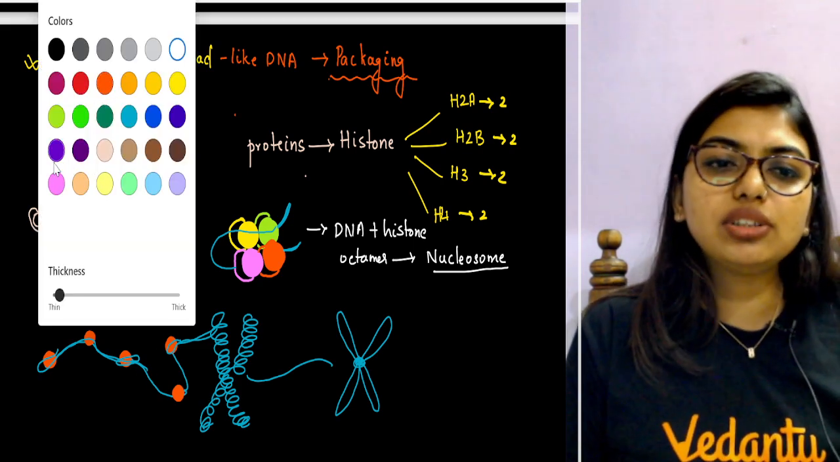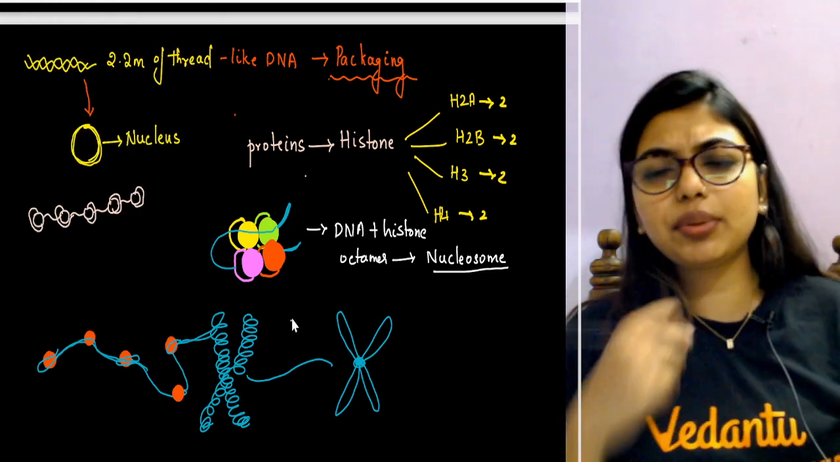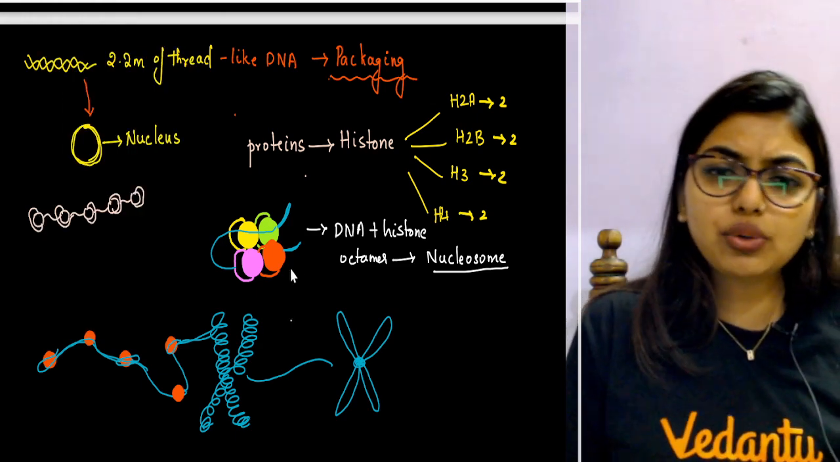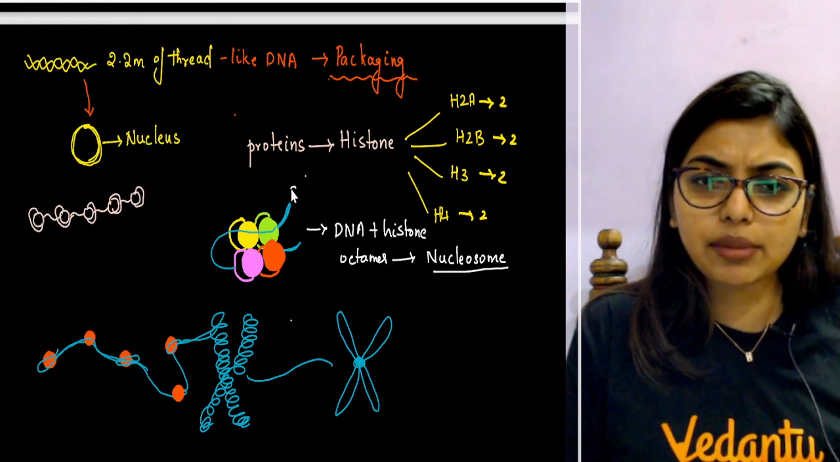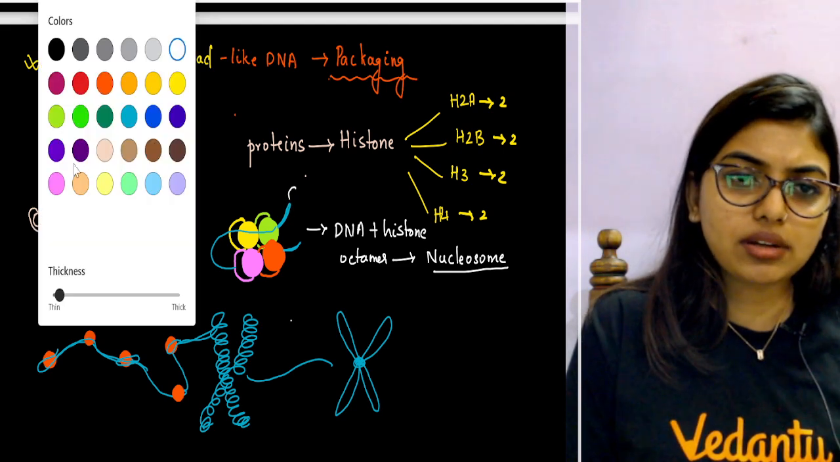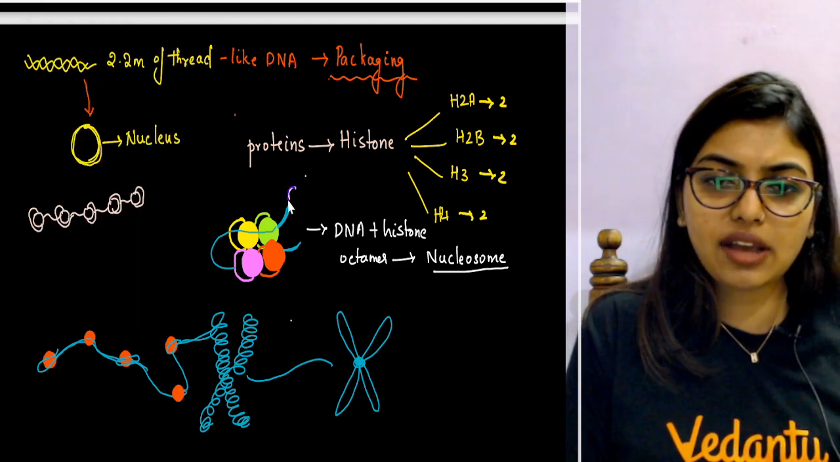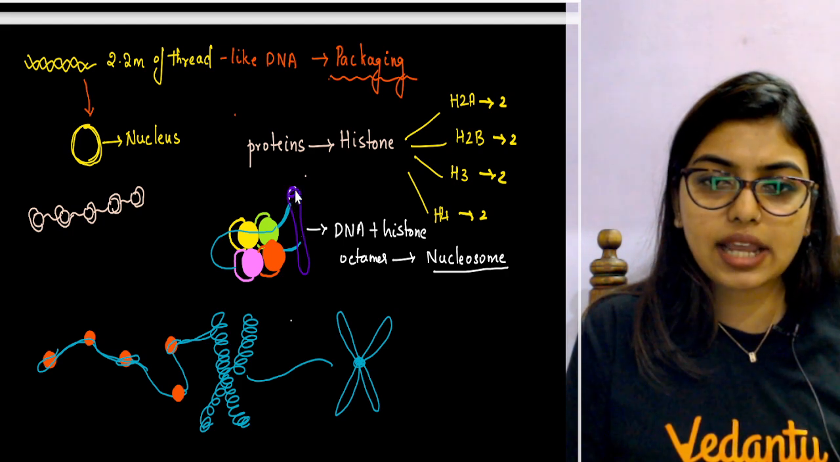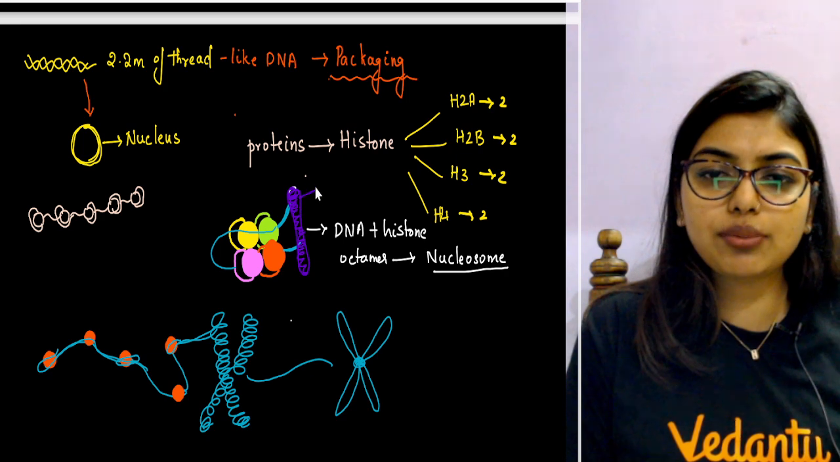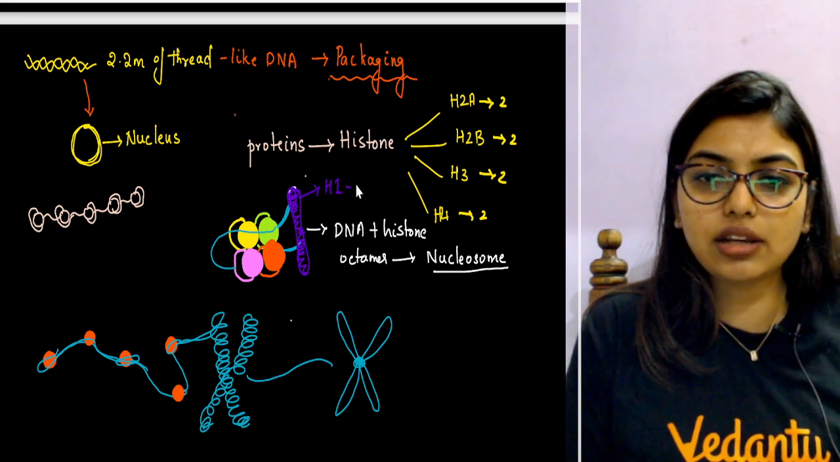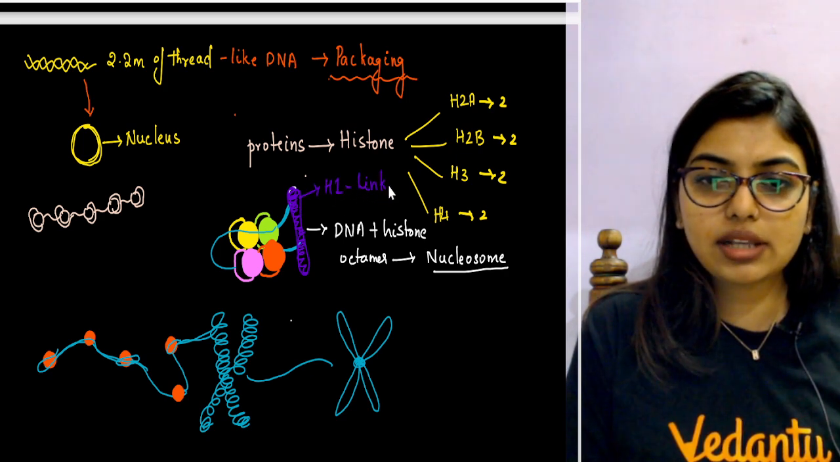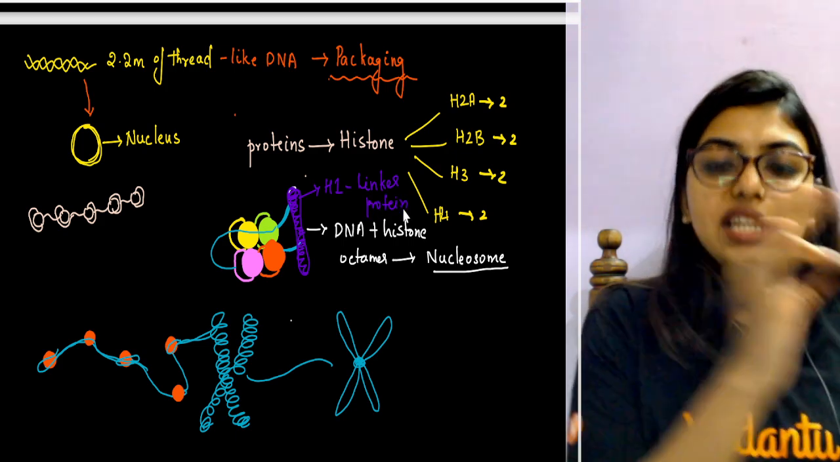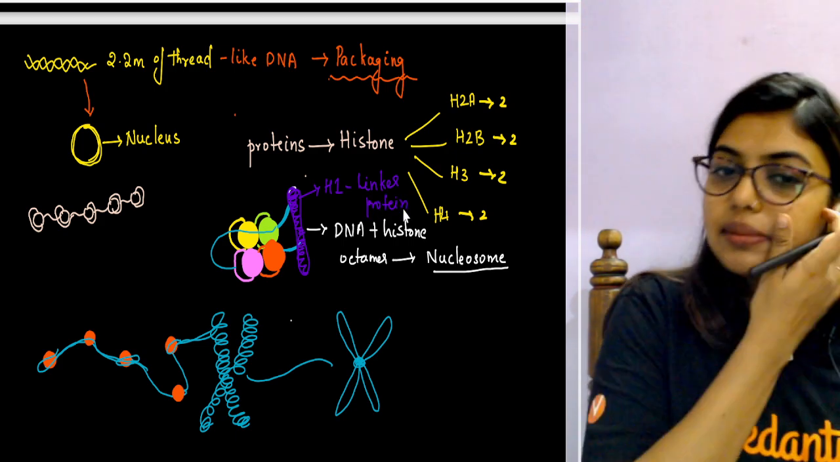Now students, imagine DNA is a thread put through a pearl. Don't you think this thread can come out at any time? So to keep all of this together, we have another protein from the histone family called the H1 protein. What is it called? H1 protein. This H1 protein can also be called the linker protein. Linker protein means it keeps everything in place.